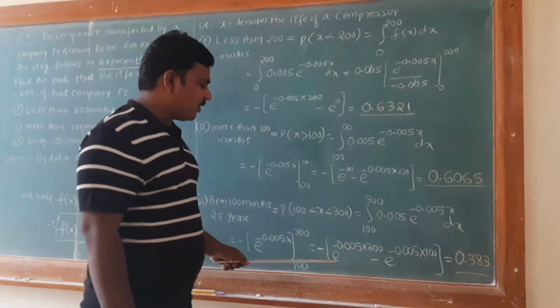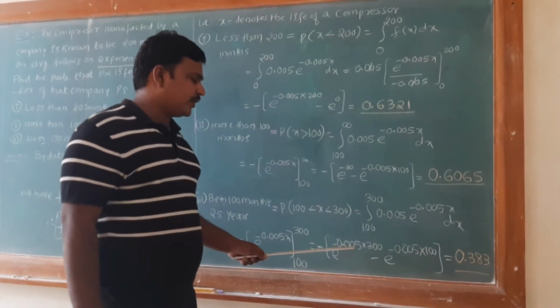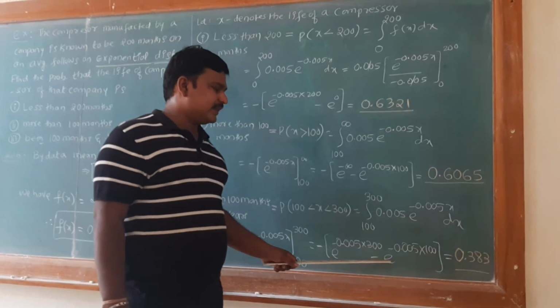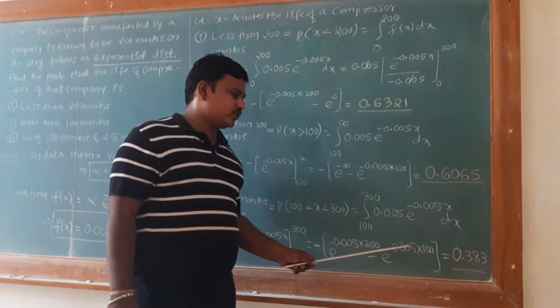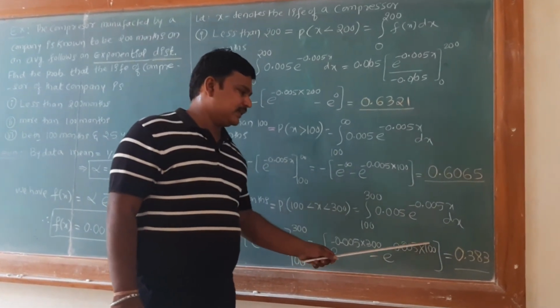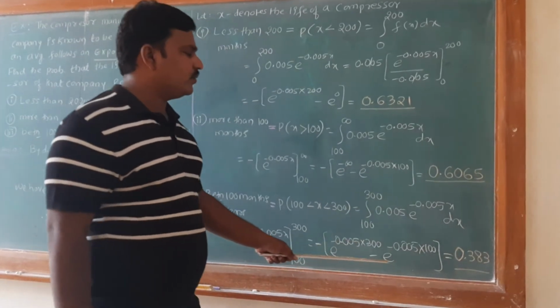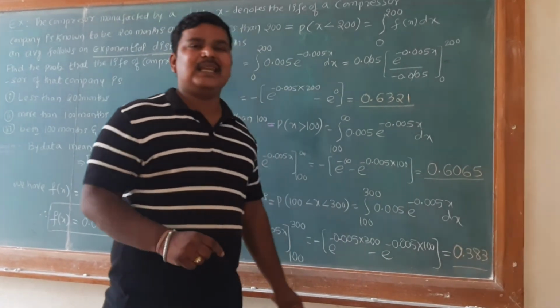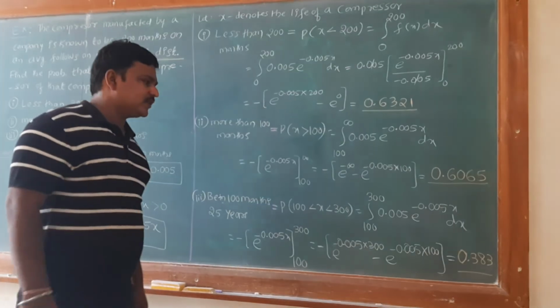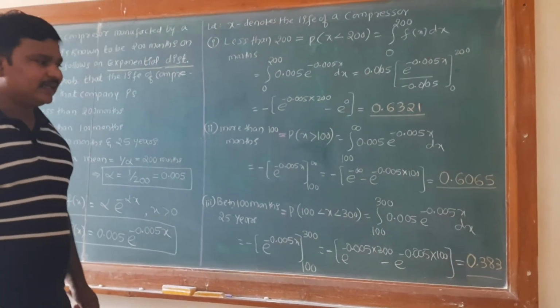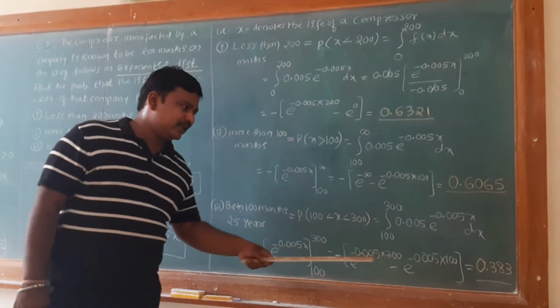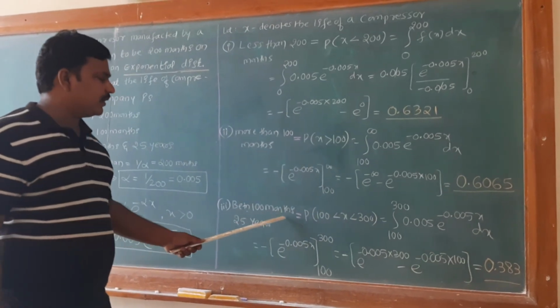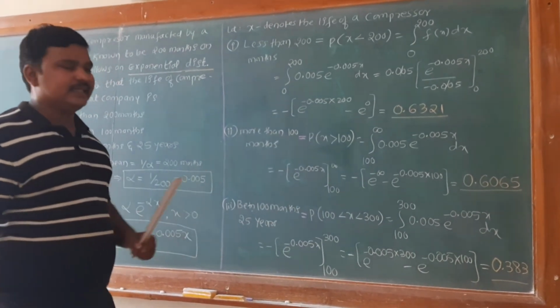That is minus of e raised to minus 0.005 times 300 minus e raised to minus 0.005 times 100. After simplification we get 0.383. Therefore, this is the probability of between 100 months and 25 years.